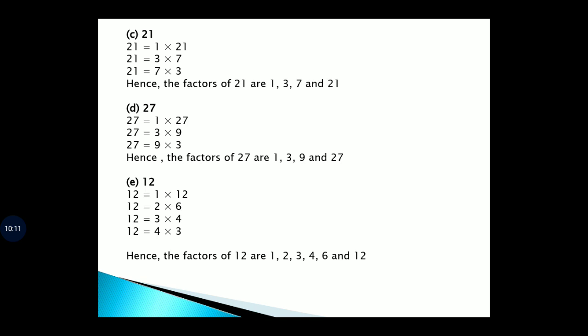Next one, 27. 27 can be written as 1 into 27. 27 is equal to 3 into 9. 27 is equal to 9 into 3. Hence, the factors of 27 are 1, 3, 9 and 27. These are the numbers by which we can divide 27.